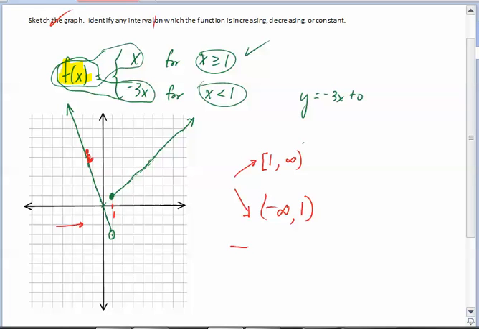And then the last bit would be, is there a place where the ant is actually going horizontally across? Constant? No. So there are my intervals where the function is increasing and decreasing.